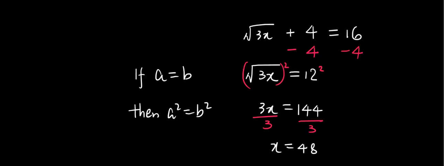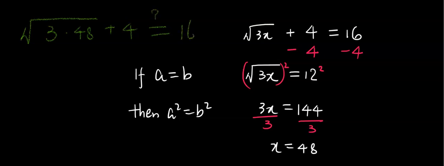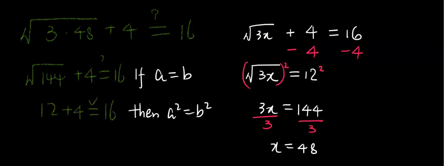Remember, we need to check, do we have extraneous solution? Extraneous solution means from this process, remember we have to square both sides. But from this process, there might be a solution that is not a solution of the original equation. When we bring it back, when we substitute, it will make the original equation false. Therefore, we call it extraneous solution. We're going to check. Now, if x is 48, we say 3 times 48 plus 4. Is it 16? 3 times 48, 144 plus 4. Is it 16? 12 plus 4. Indeed, it is 16. Now we can say we found the solution to this problem. X is 48. All right, let us continue.